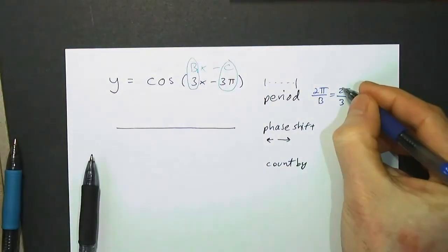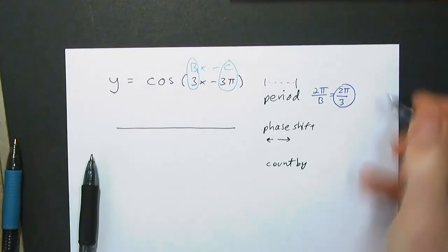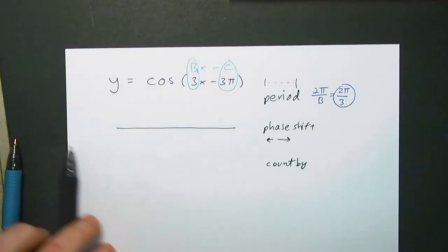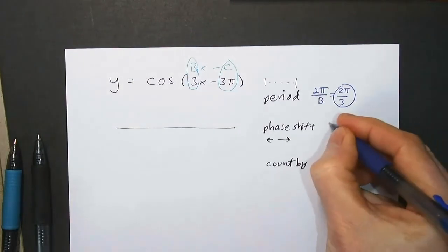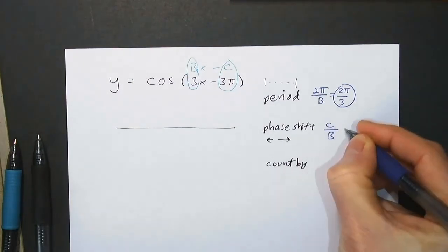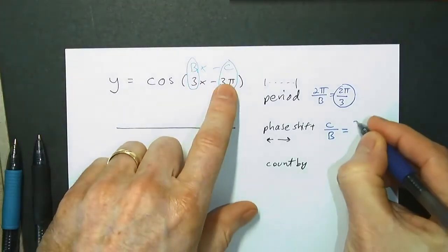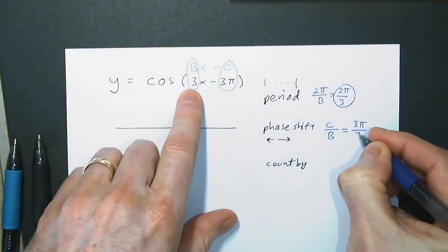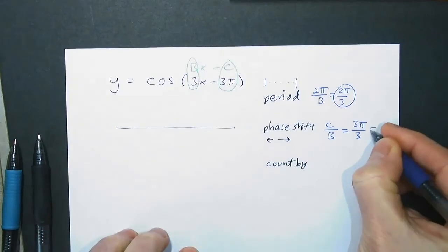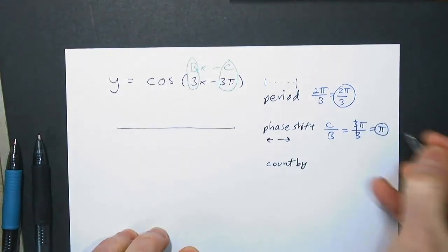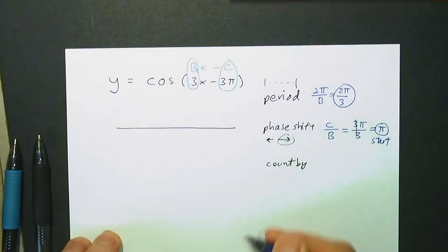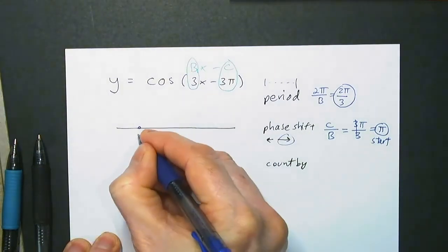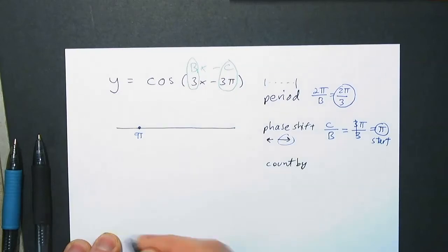This might be kind of a tough one, right? 2/3 of pi is our total length. Okay, let's do the phase shift: c over b. 3 pi over 3 reduces to pi. This is our start, and the phase shift is where we start. So I want to put that in right now. We're going to start at pi.